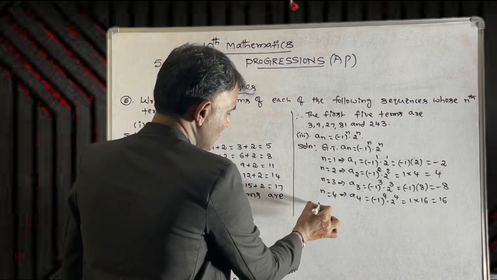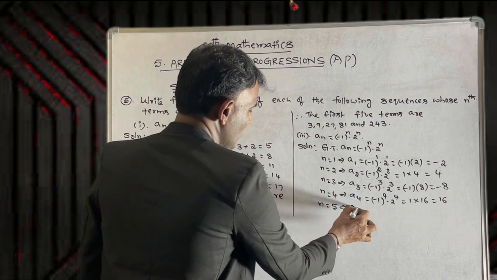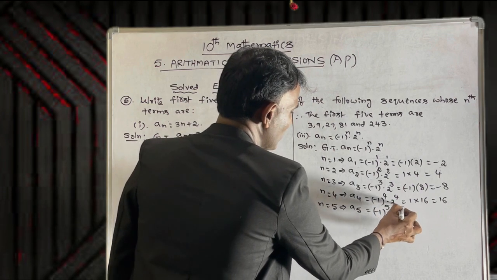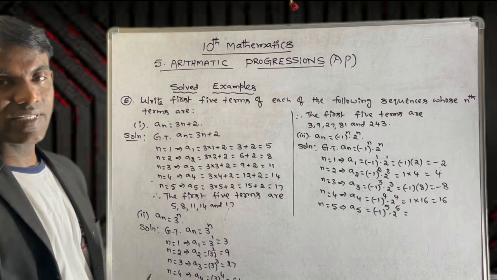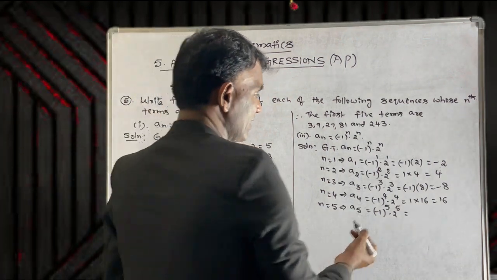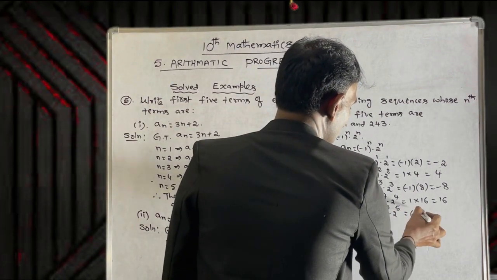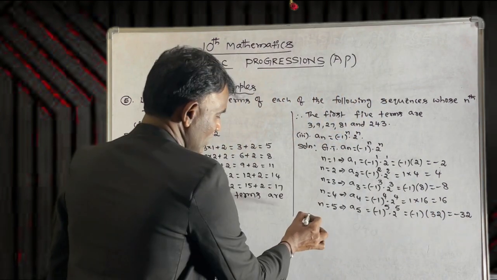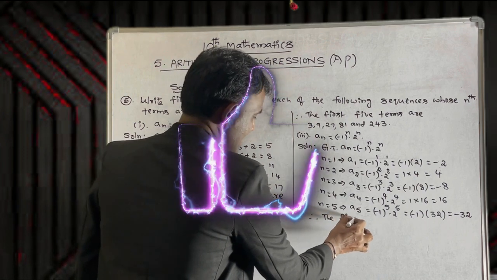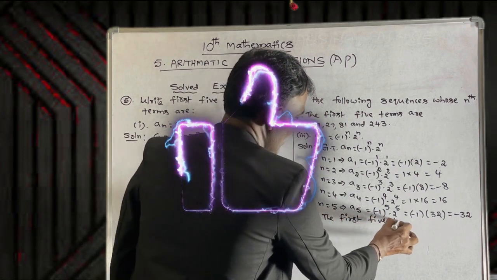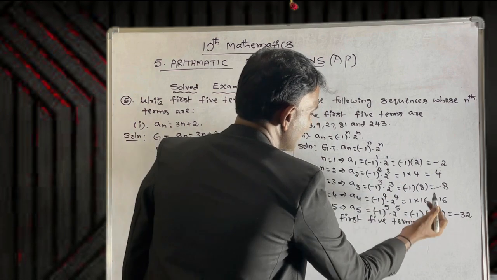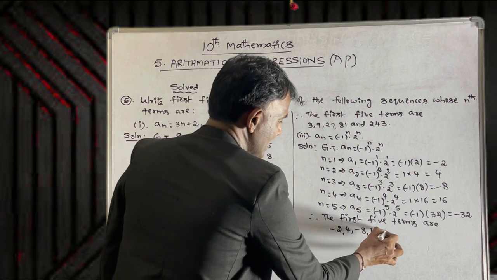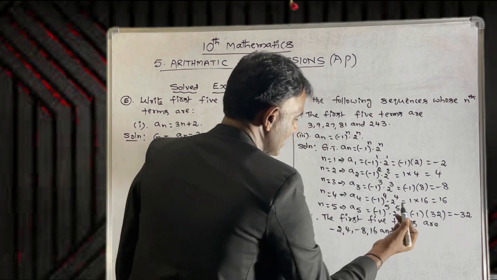And this is the last one. So n equal to 5. So a5, minus 1 whole power 5 into 2 power 5. So minus 1 power 5 means again minus 1 power an odd number, then we get minus 1. And 2 power 5 is 32. So minus 1 into 32 equal to minus 32. So therefore, the first 5 terms are, what is the first one? Minus 2, then 4, minus 8, 16 and minus 32. That is the answer.